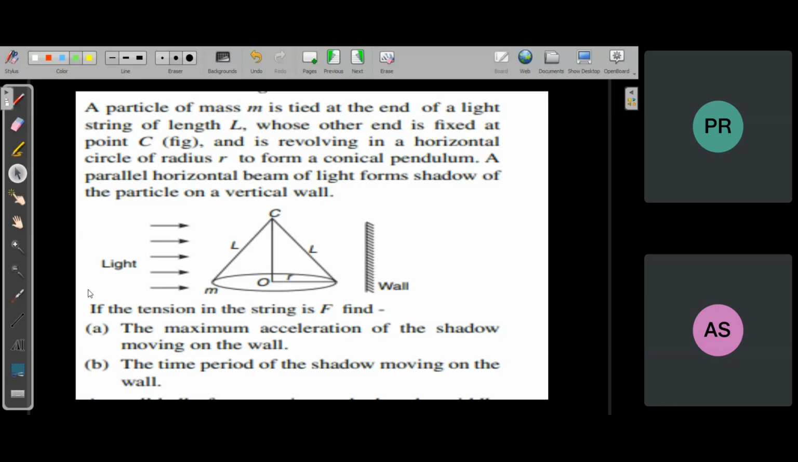If the particle is doing circular motion, then what will the motion of its shadow look like on the wall? Yes. So now just apply the concepts of SHM to the shadow.